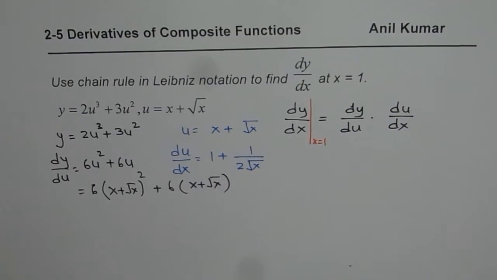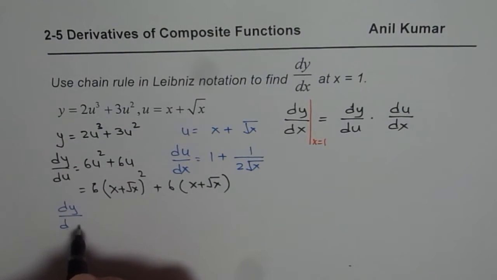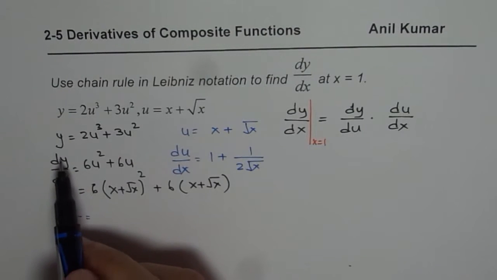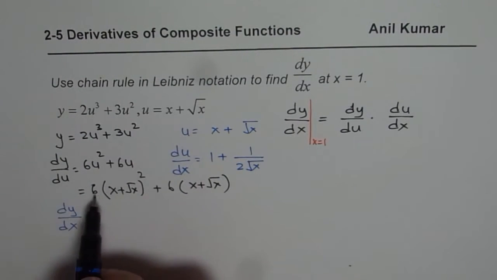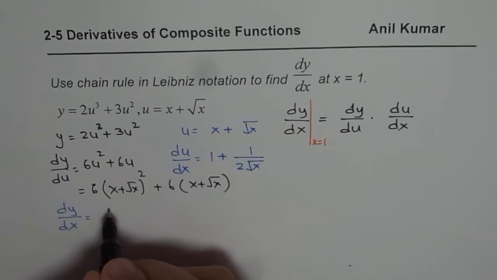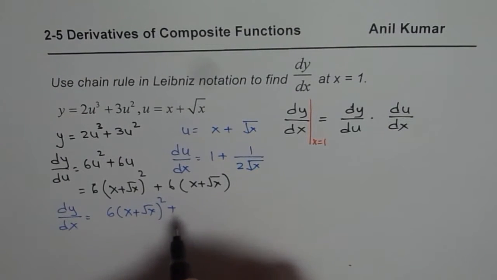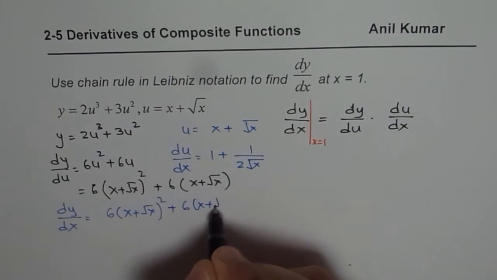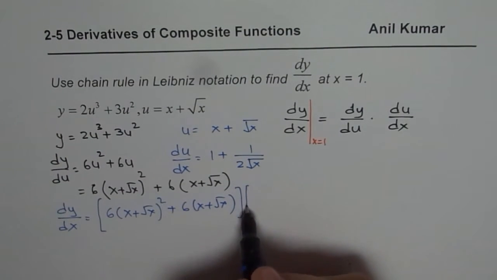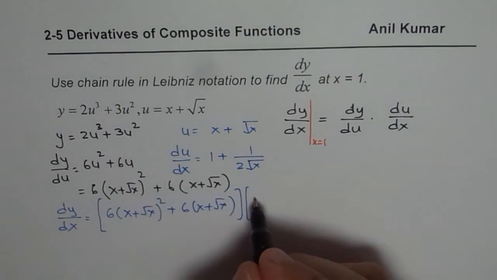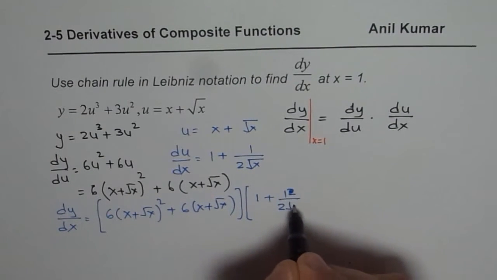Now let us write down what is dy/dx. So dy/dx is the product of dy/du and du/dx, right? So dy/du is this expression, which is 6 times (x plus square root of x) whole squared plus 6 times (x plus square root of x), and we'll multiply all this by du/dx, which is 1 over 2 square root x.